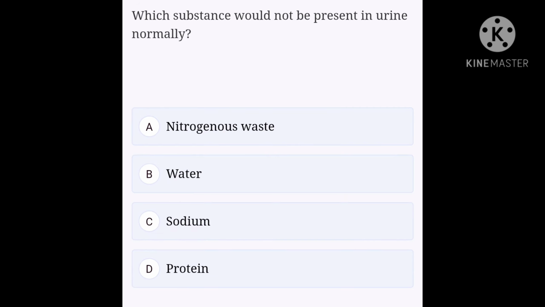Okay, next one. Which substance would not be present in urine normally? Option A, nitrogenous waste. Option B, water. Option C, sodium. Option D, protein. RBCs, WBCs, platelets, and plasma proteins are the colloidal part of the blood and are not filtered out from glomerulus. So, proteins would not be expected in the urine normally. Hence, option D, protein is the right answer.